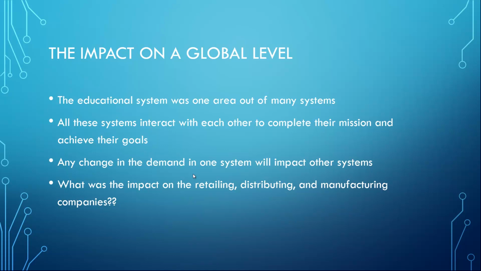So any change in demand in one system will impact other systems. And as we have a change in the educational system, then all these systems that interact with each other and complete each other to do their mission and to achieve their goals will be impacted as well. What was the impact of those changes in the educational system on retailing, distributing, manufacturing, and other services? How did that happen?